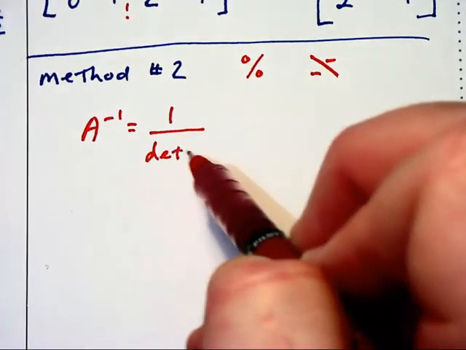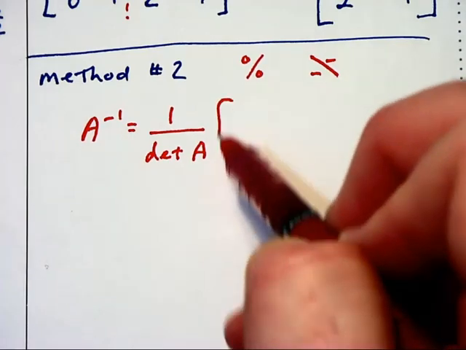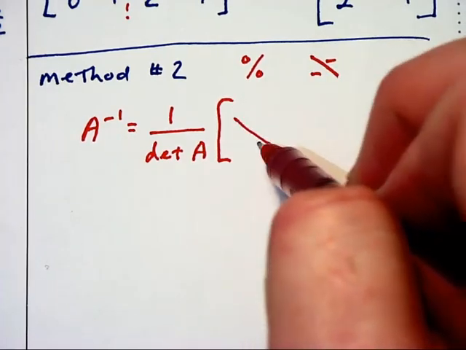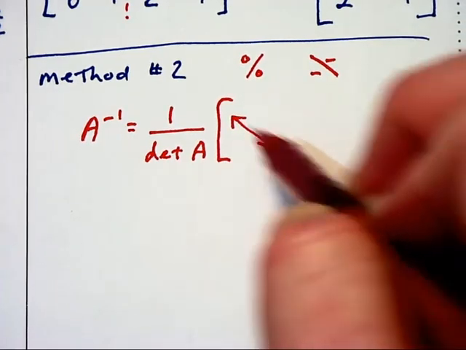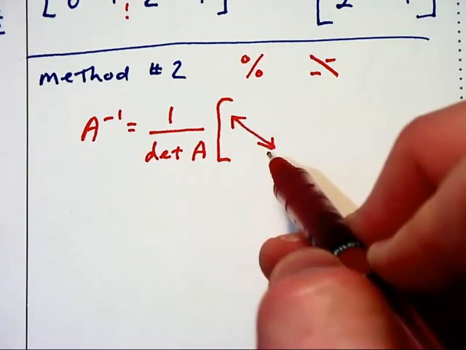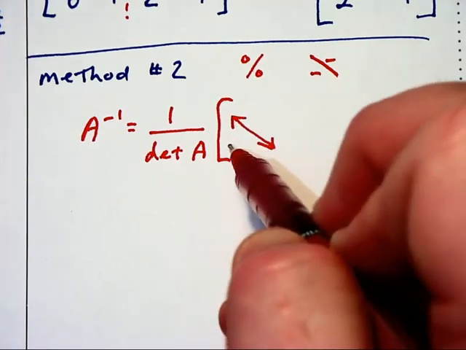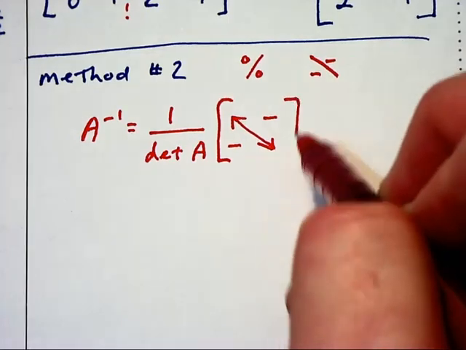A inverse is equal to 1 over the determinant of A times what you get when you switch the positions in the first position of the first row and the second position of the second row and change the sign of those other two positions.